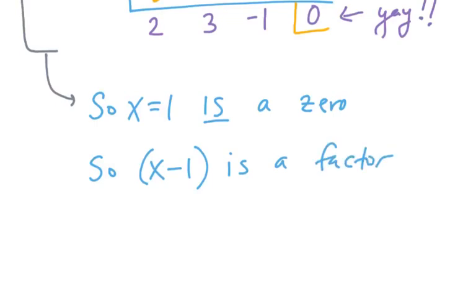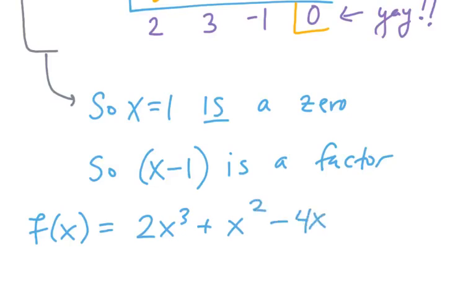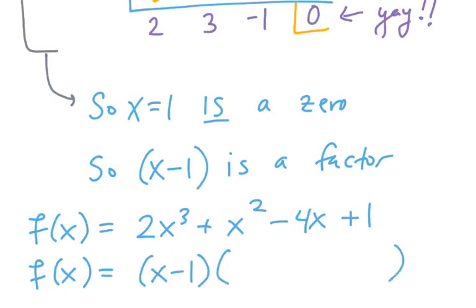So from our original, f of x equals 2x cubed plus x squared minus 4x plus 1, we can now say that it factors to x minus 1 times whatever was left from our synthetic division, which you can still barely see on my screen here. So I'm going to have a 2x squared plus 3x and a minus 1. So times 2x squared plus 3x minus 1. So interpreting what's left.